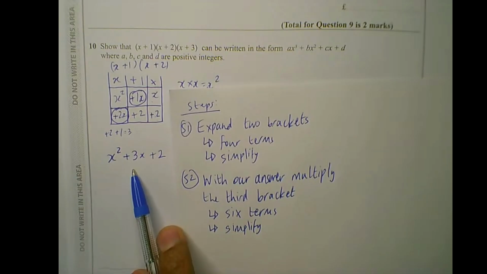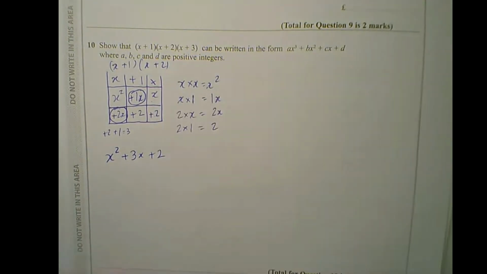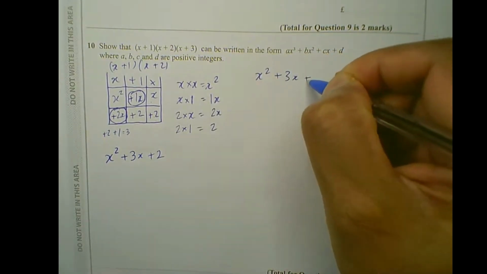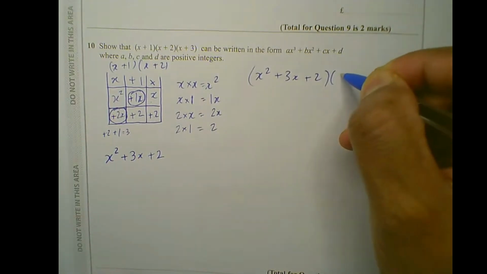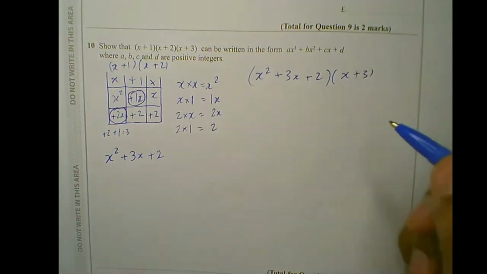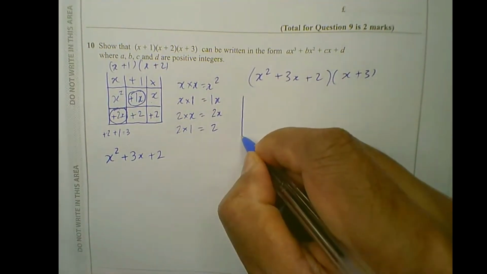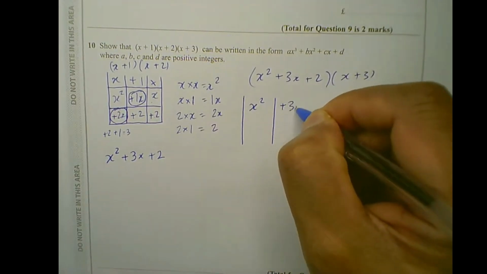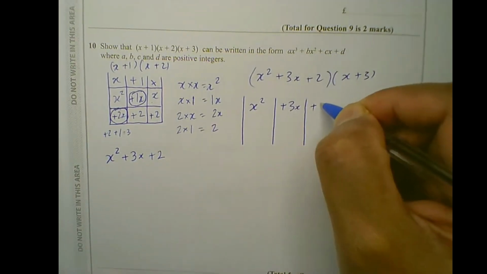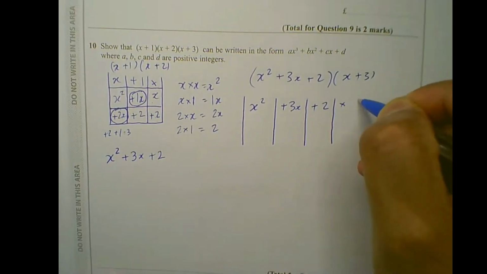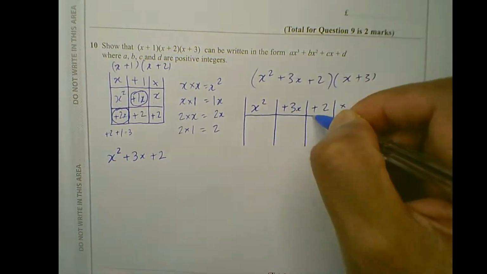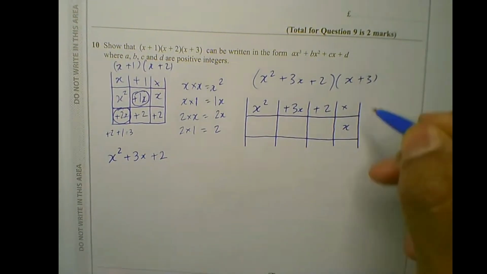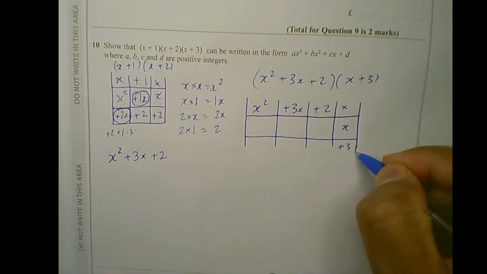Now I'm going to take my answer and I'm going to multiply with the third bracket. So I'm going to have x squared plus 3x plus 2. Multiply that by x plus 3. And so I'm going to draw the grid again. So I'm going to have x squared plus 3x plus 2 multiplied by x plus 3.